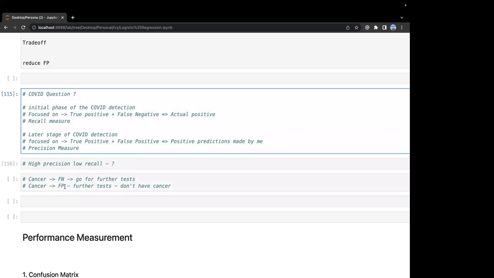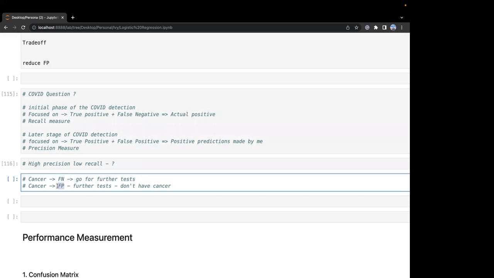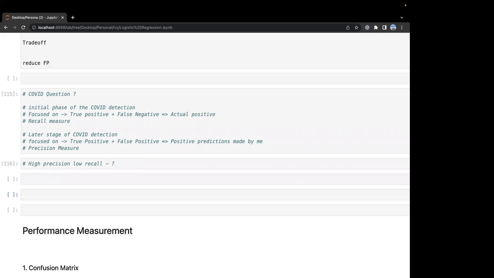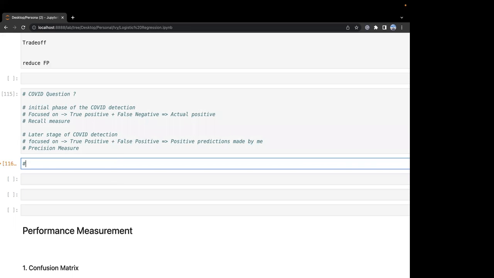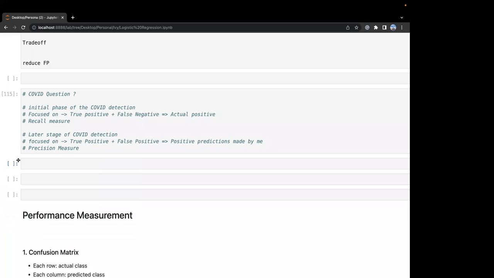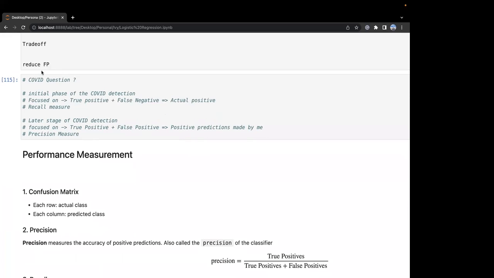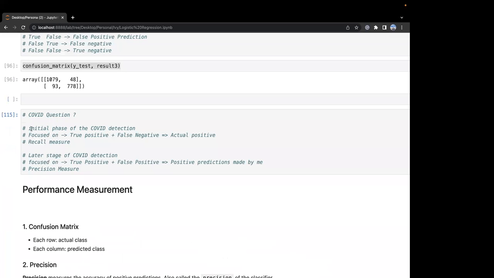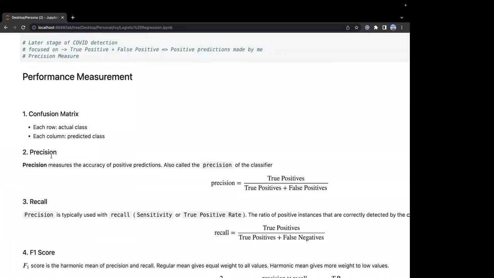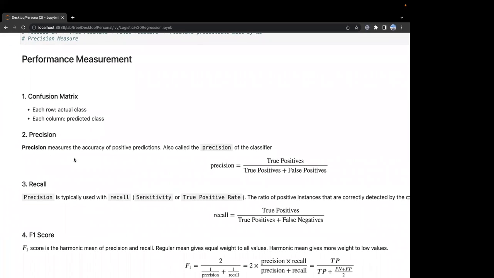Right? But if you make a false positive prediction, then ultimately there will be more tests and eventually you will know that you don't have cancer and you will not proceed further. Right? But if you miss someone who does have cancer by telling them that you don't have cancer, then it's a problem because they are not going to get further tests and it's going to worsen in some time. Right? So there is a trade-off. You have to decide in which particular case, what do you want to prioritize? And based on that prioritization, you are going to choose one of the two metrics, either precision or recall.